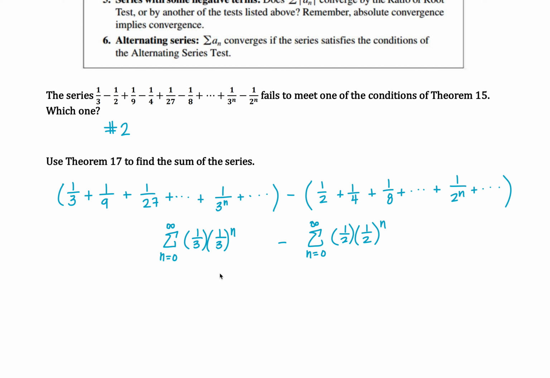and we know the sum. The sum of a geometric series is going to be a over 1 minus r. So I can use that for both of these. So the first one, it's going to be 1/3 over 1 minus 1/3, then minus. Then over here, it's going to be 1/2 over 1 minus 1/2.